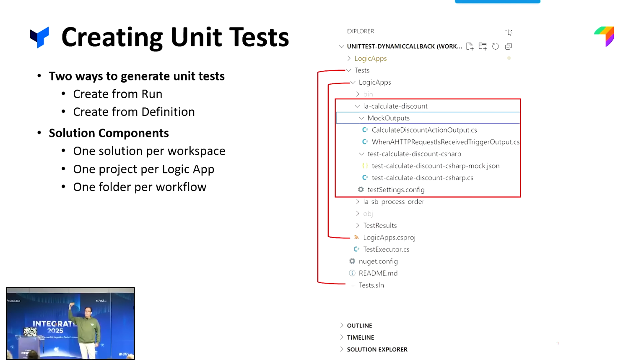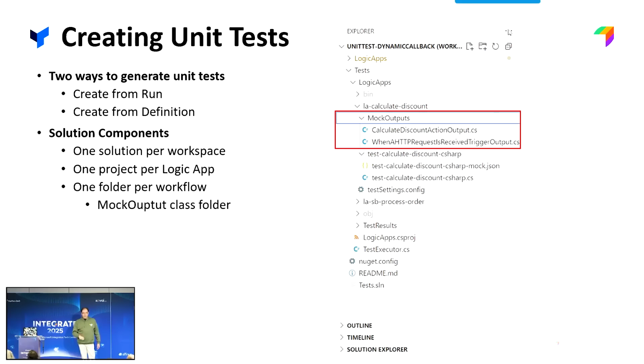The structure is basically like this: one project per workspace, and if you have multiple logic apps in the workspace, one project per logic app, and one folder per workflow, right? Because there are some components that are common there. And then those are the places where you're going to have your logic apps or your tests.